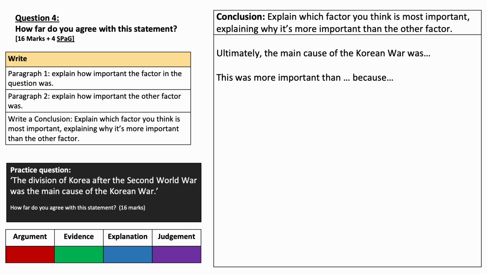Now that's obviously just a rough way that I've said that, I've just thought out loud and said it, but effectively that's what you really should do, just tying it together and making that case for why it was more important than the other factor.